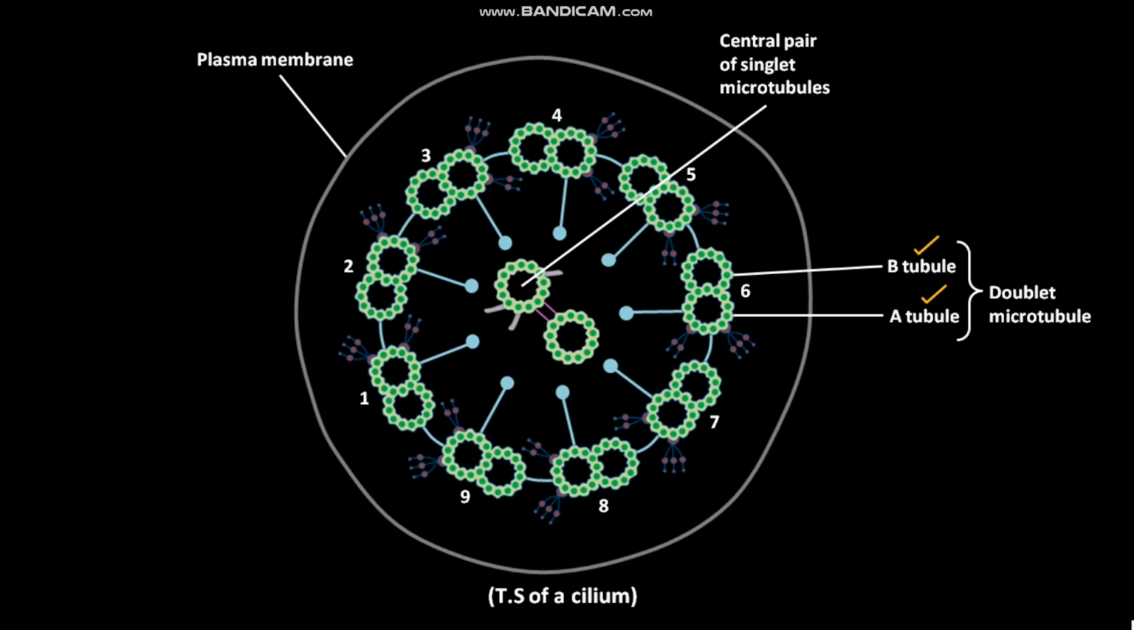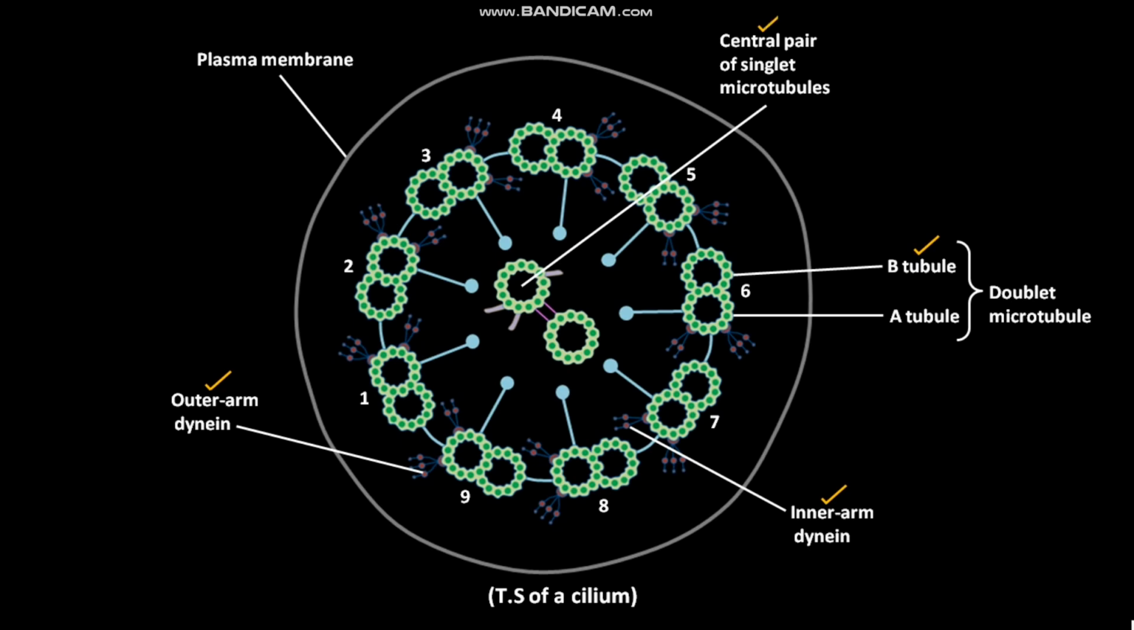2 rows of dynein motors are attached periodically down the length of each A tubule of the outer doublet microtubules. These dynein motors are called the inner arm dynein and outer arm dynein. Inner arm dynein and outer arm dynein interact with the adjacent B tubule. This interaction brings about bending of cilia and flagella.